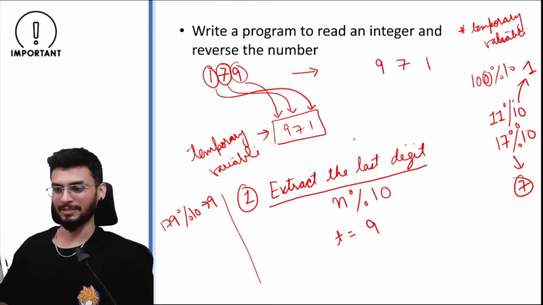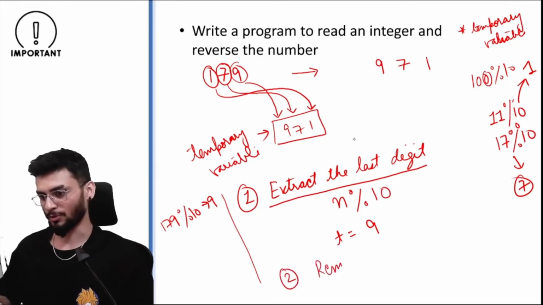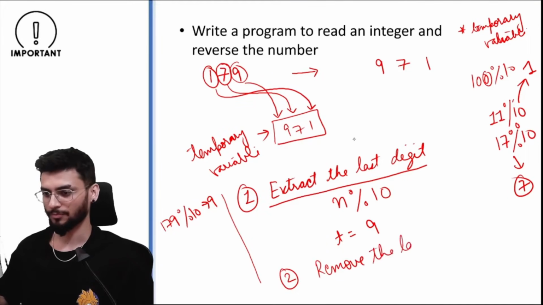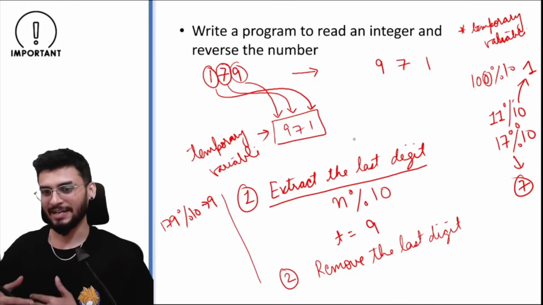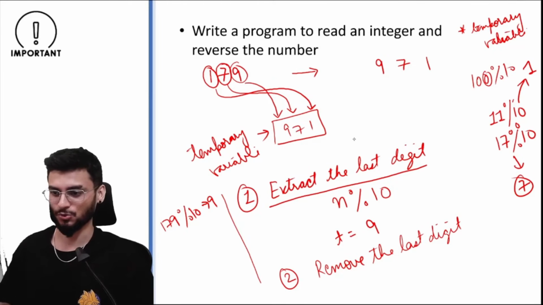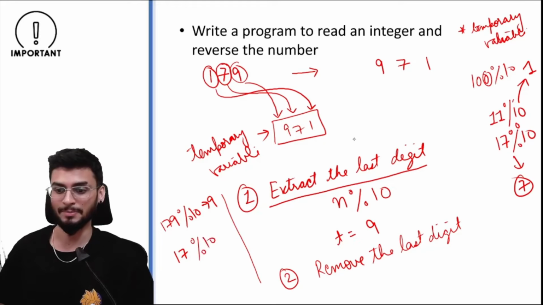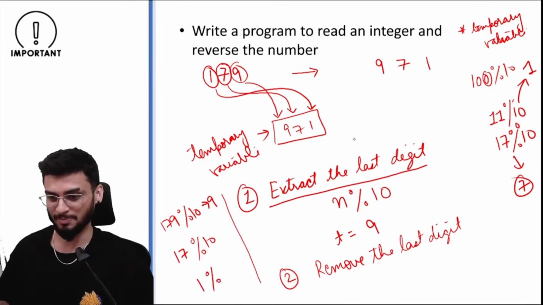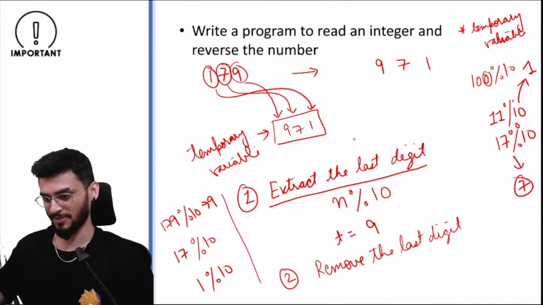Okay. The next part would be to remove the last digit. Why are we removing the last digit? Because in the next iteration, when we want to find out 7, we need to remove this 9. So let's say if I remove the last digit from 179, the digit becomes 17. Then I can again use the same way to find out the middle number. Then I can again find out the next part by dividing this. So, but how do we remove the last digit? In order to remove the last digit, we perform this calculation.